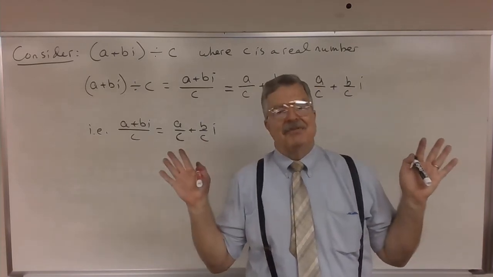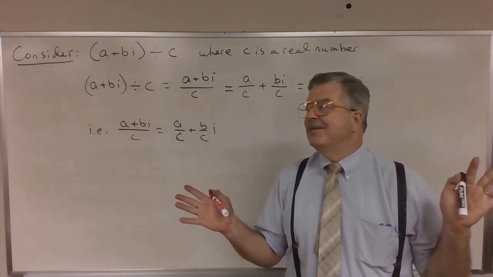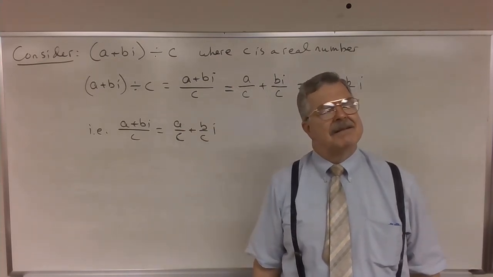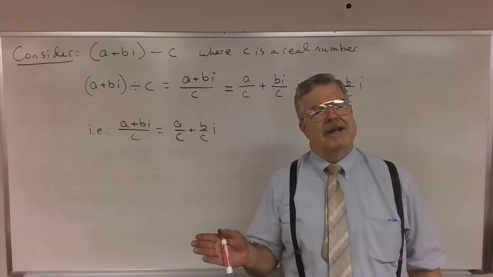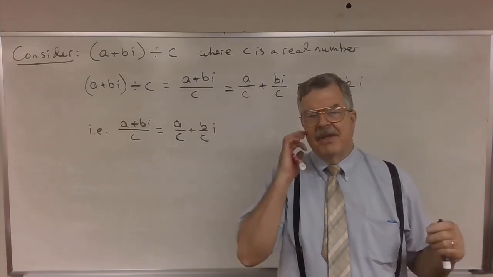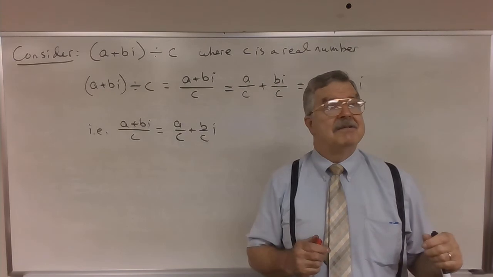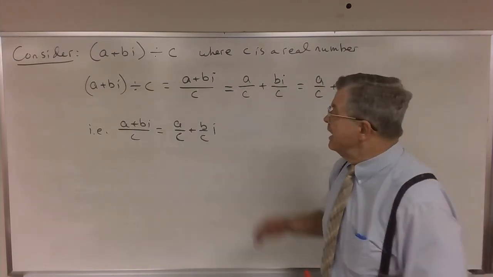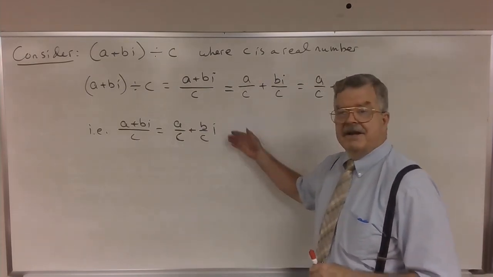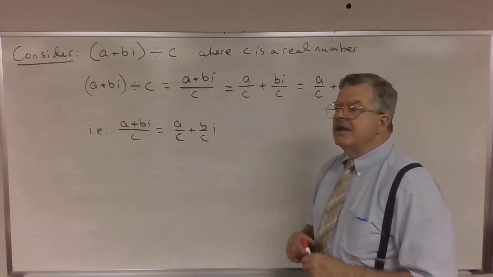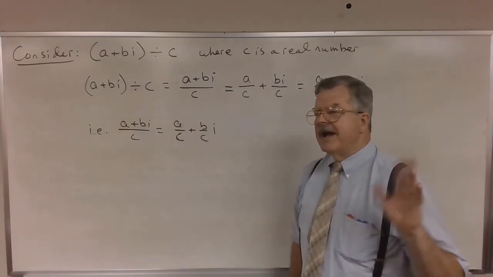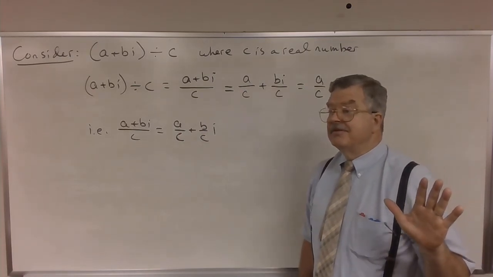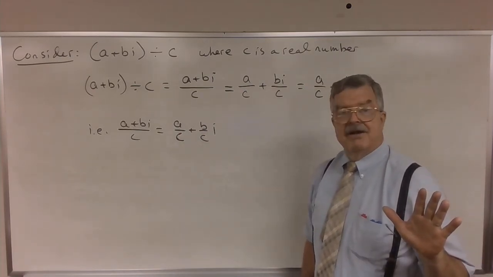Okay, it was a cowardly thing to do, but I said, I don't really know how to divide one complex number by another complex number. So what I'll do is I'll divide a complex number by a real number just because I know I can do it. And here's the way I did it. Now, in doing this, my eyes have been opened to a strategy for dividing one complex number by another complex number.